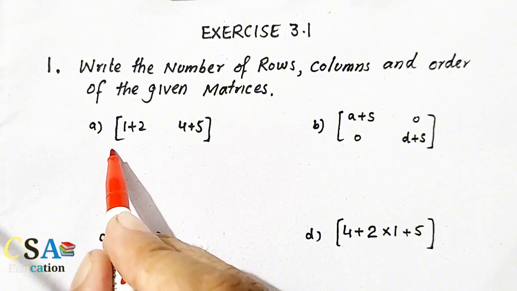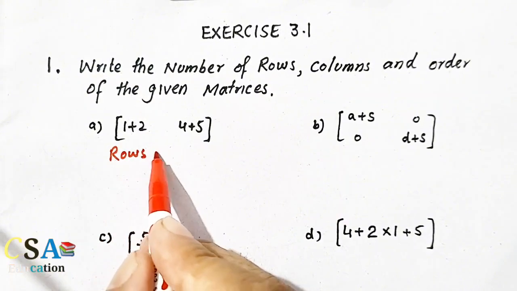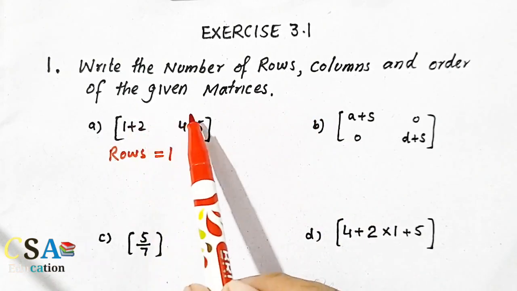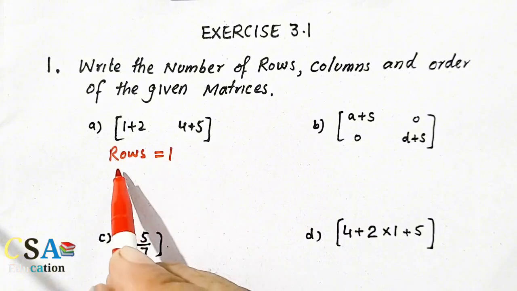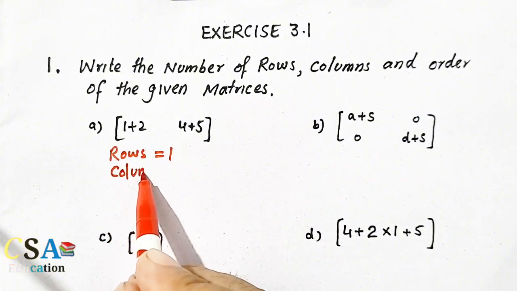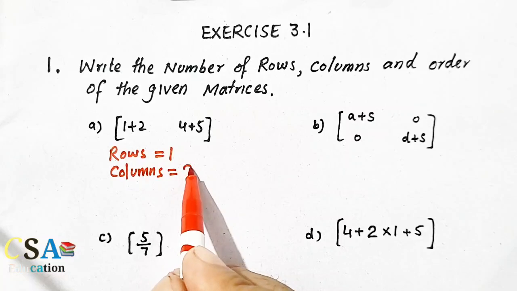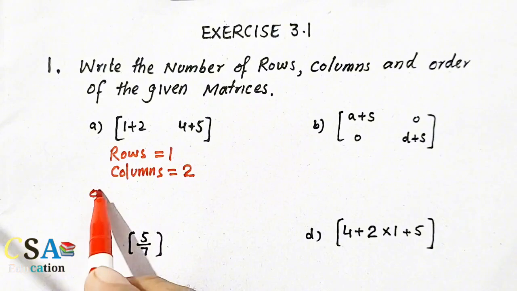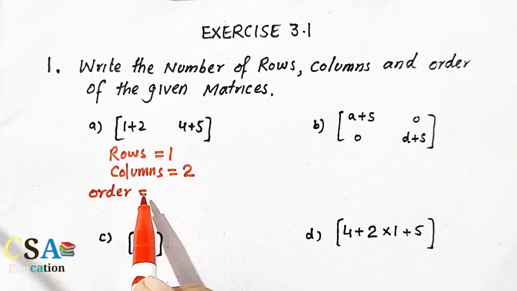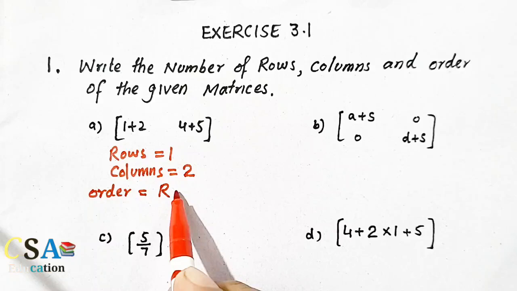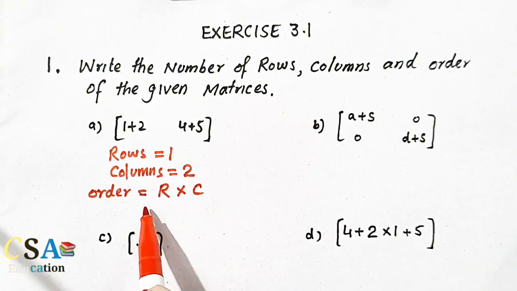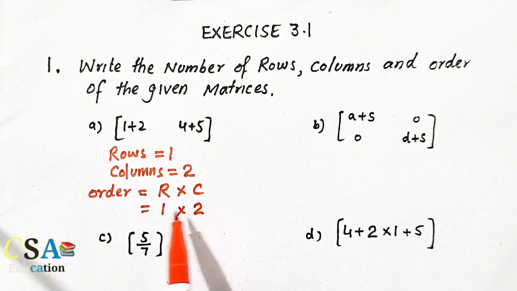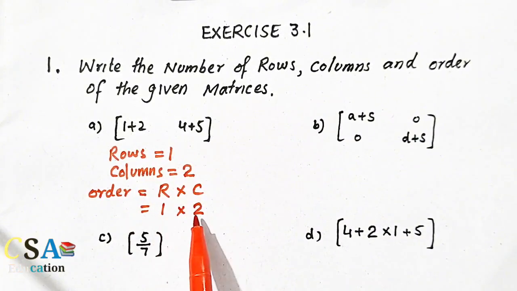So we can write rows are equal to 1, and here are two columns from top to bottom, so number of columns equal to 2. Next thing we have to find is the order of the matrix. So order of matrix is equal to rows by columns. So here are one row and two columns. So order of this matrix is 1 by 2.